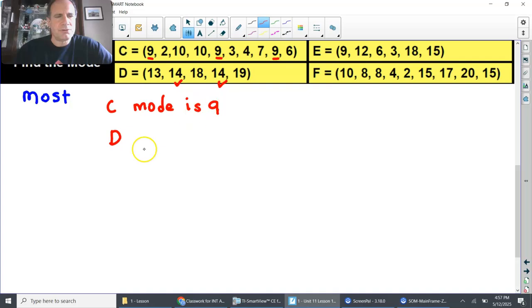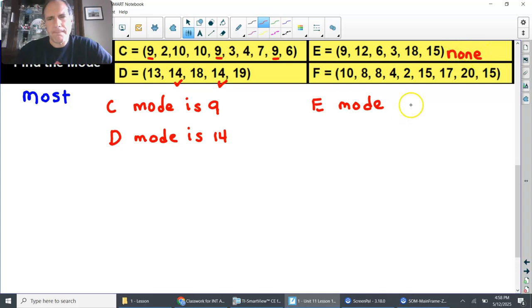14 is used twice, so the mode is 14. E, the mode, and I see no mode. That's because no number is used any more than the other. So now look at this right here. This is what I'm talking about.